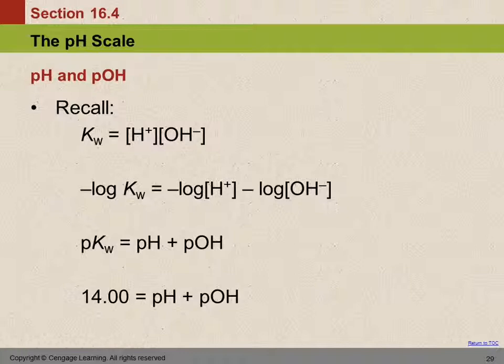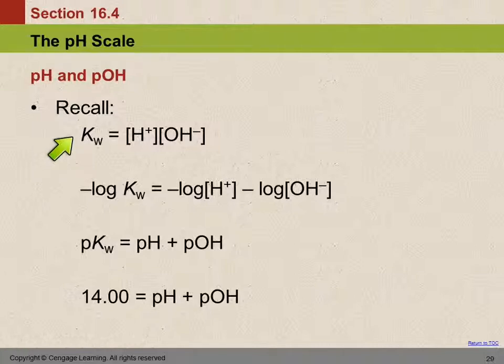There's a bunch of equations, huh? I want to show you something cool that's kind of a shortcut. So we learned about this one. Kw was 10 to the minus 14. The hydrogen ion times the hydroxide ion concentration always equals that number. Well, if we take the log, and you don't have to understand this part, I'll tell you when you have to understand again.